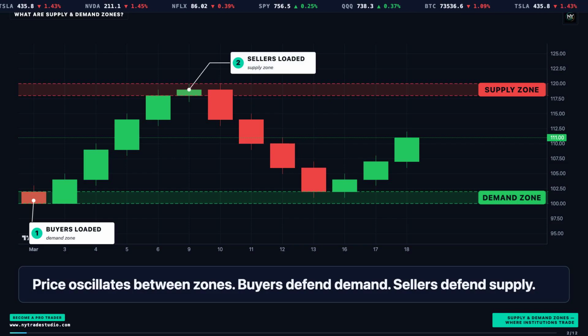These aren't theoretical levels, they're institutional footprints. Every demand and supply zone you see on a chart represents real orders, real positioning, by traders who control billions in capital. When you learn to spot them, you start trading with the institutions, not against them. By the end of this video, you'll spot zones in seconds, time the entry, and know exactly when to skip.